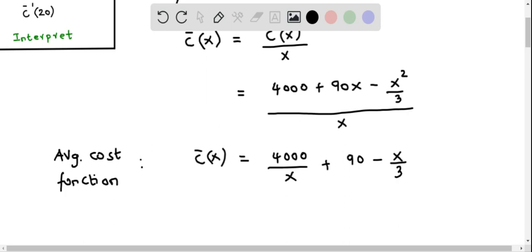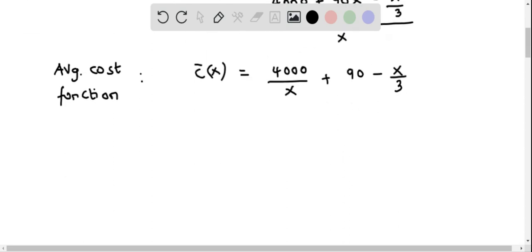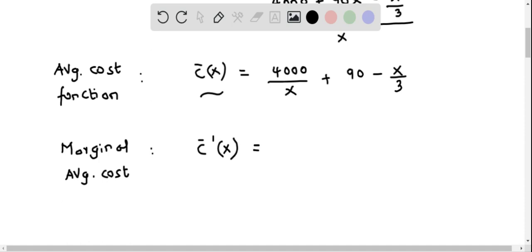Now let's see how to find the marginal average cost. Marginal average cost is the derivative of the average cost function. So I write down C bar prime of x, and we have to find the derivative of the right side expression. Let's see how to find the derivative of each of these terms.